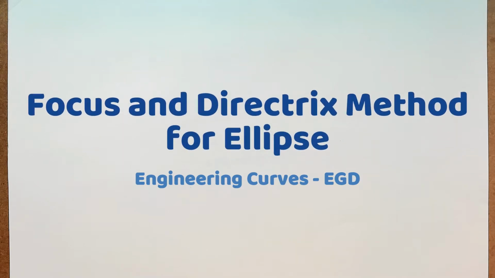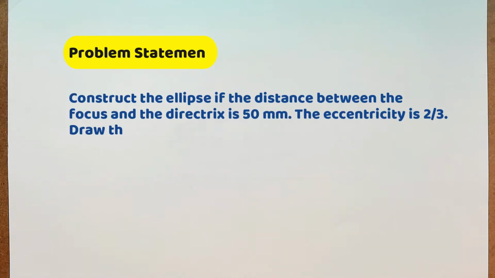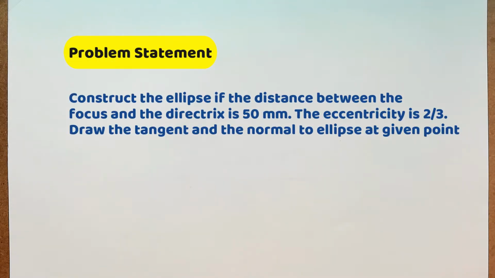Hello everyone. In this video, we are going to solve one problem of the engineering curves, the problem of ellipse with the focus and directrix method. The problem statement is: construct the ellipse if the distance between focus and the directrix is 50 mm. The eccentricity is 2 by 3. Draw the tangent and the normal to the ellipse at the given point.